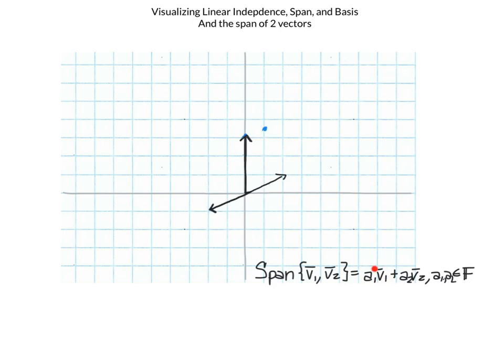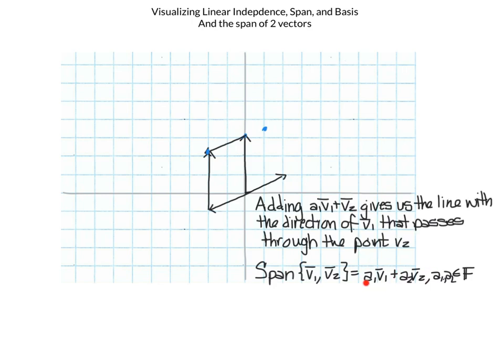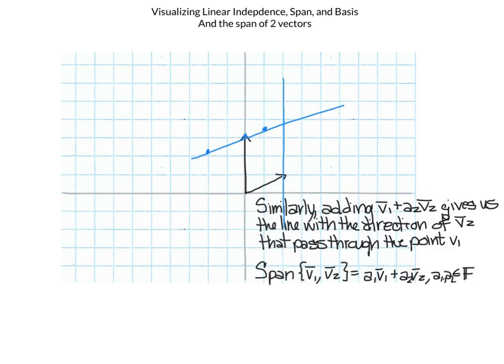Now let's say we multiply v1 by something negative, such as -1. So it's the same vector as v1, but in the opposite direction. So now when we do our vector addition, we're going to get this point over here. If we had multiplied by 1/2 v1, we would have gotten this point in between. So essentially, adding some scalar multiple of v1 to v2 is going to give us the line in the direction of v1 that passes through the point v2.